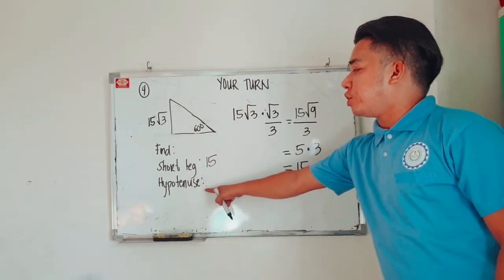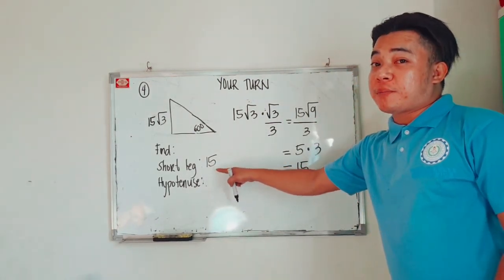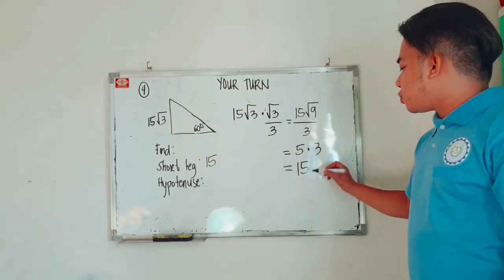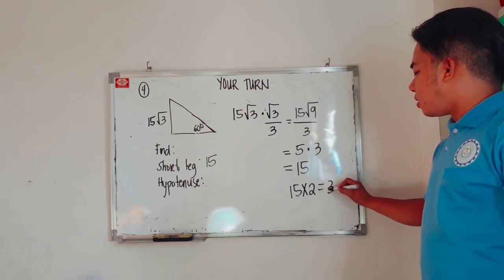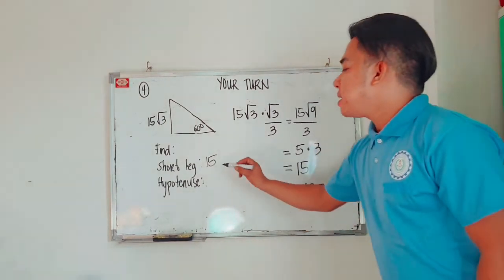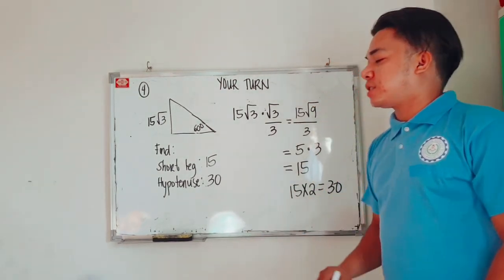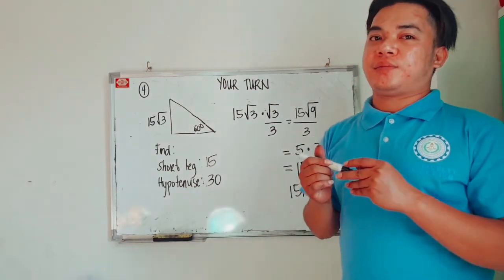To find the hypotenuse, all you have to do is multiply the short leg by 2. So we have 15 times 2 is equal to 30. Therefore, the value of the hypotenuse is equal to 30.